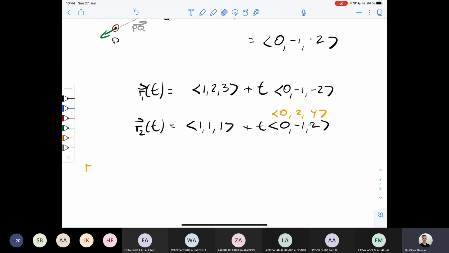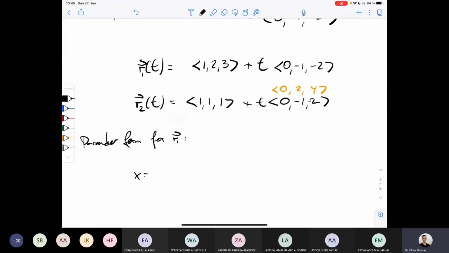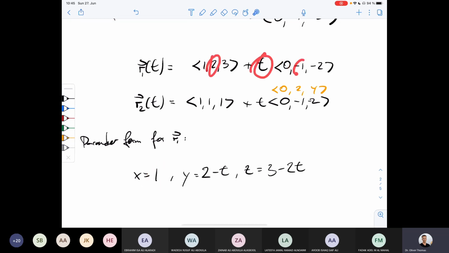The parameter form for R1 is then x is 1, y is 2 minus t, z equals 3 minus 2t, right? We have 1 in the first component, but we don't add any t, so we just get 1. In the second component, it is 2 plus minus 1 times t, so we get this one. And the third one, we start at 3 plus minus 2 times t, so minus 2t.